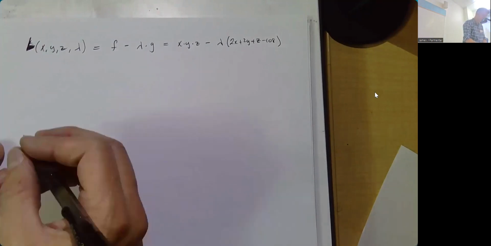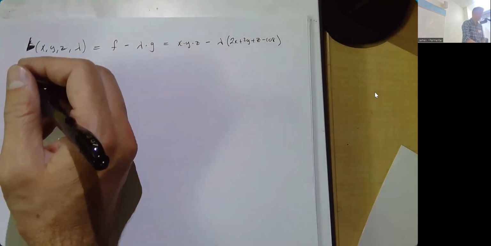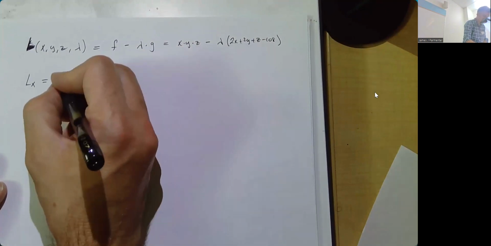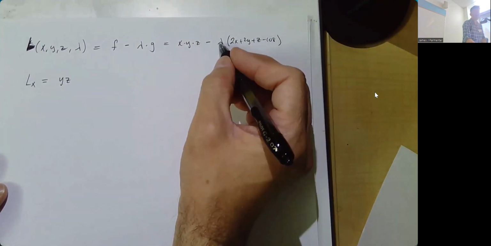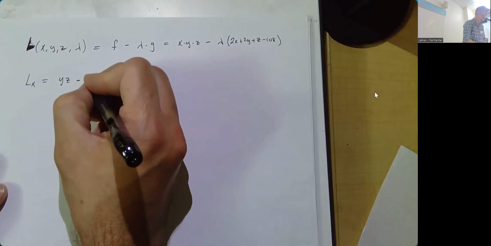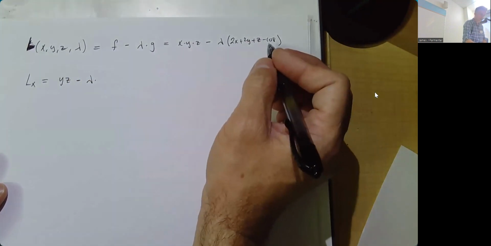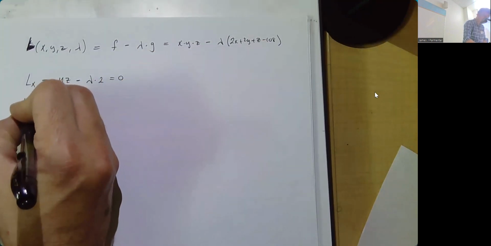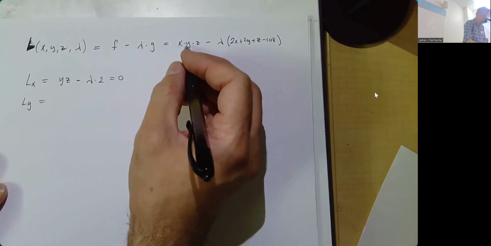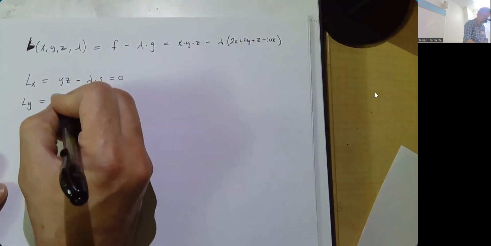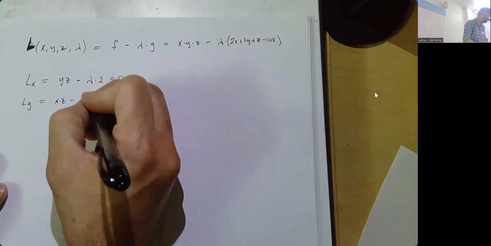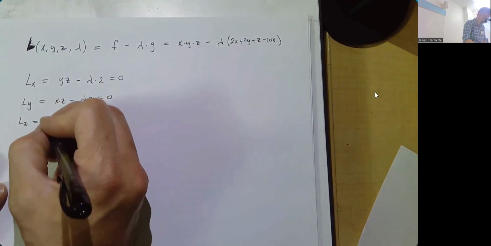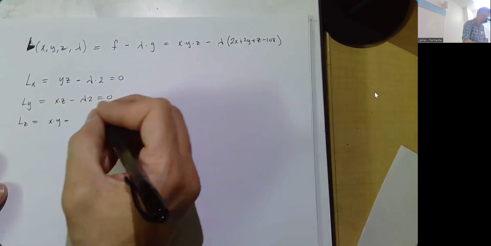So then we're going to find all the partials. The partial with respect to x is going to be 1 times y times z. For the partial here, the lambda just sticks around, and you get minus lambda times the derivative of whatever is in here with respect to x, which is going to be 2. And we set that equal to 0. Same deal for the rest. Partial with respect to y is going to be x times 1 times z minus lambda times 2. And finally, partial with respect to z is going to be x times y minus lambda times 1.